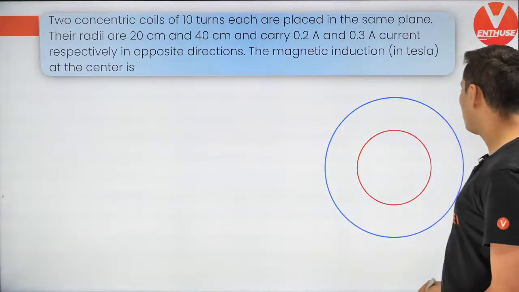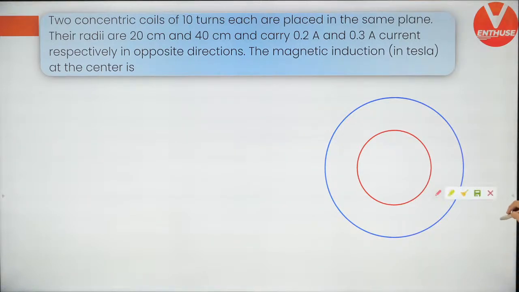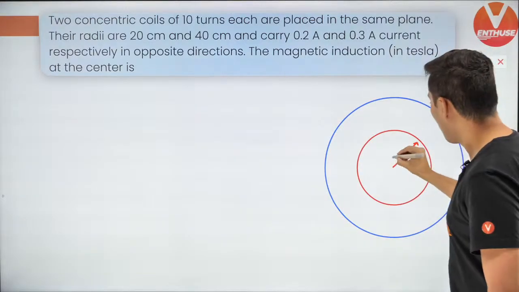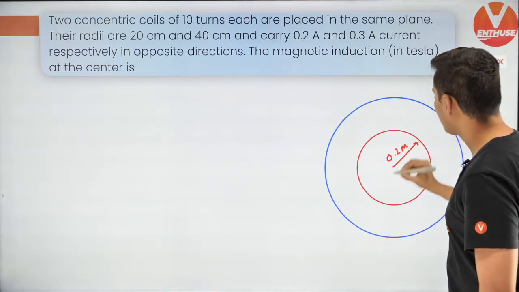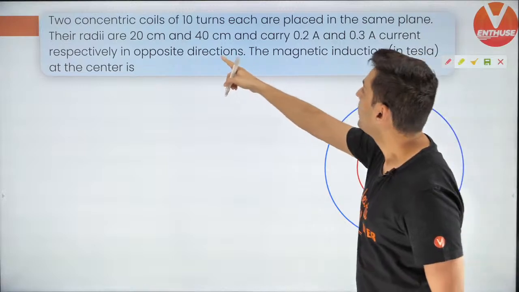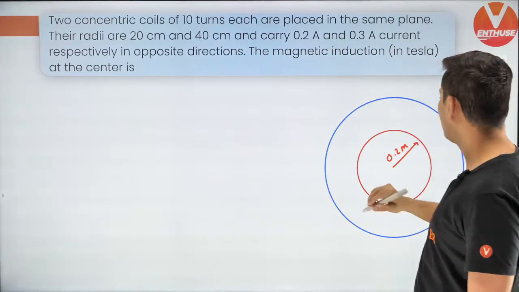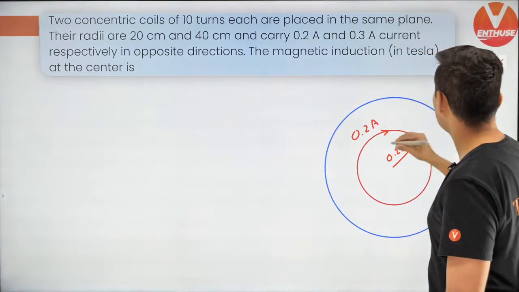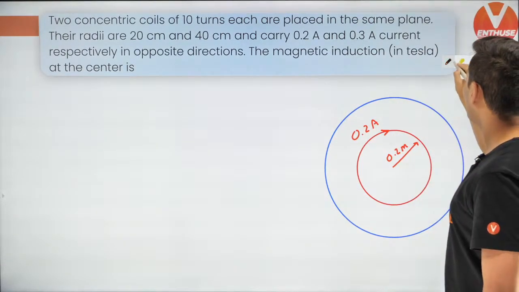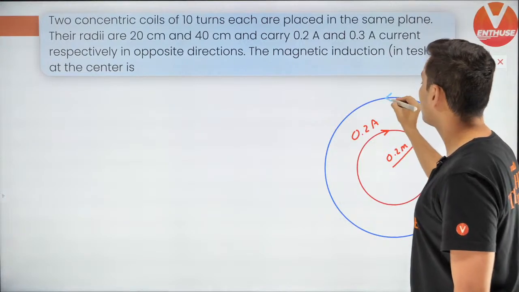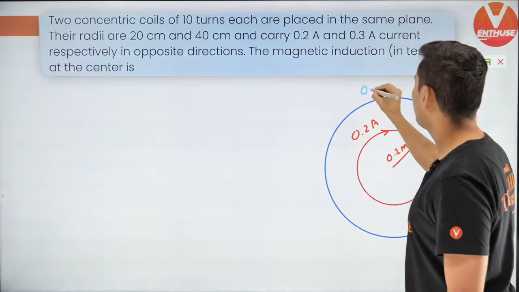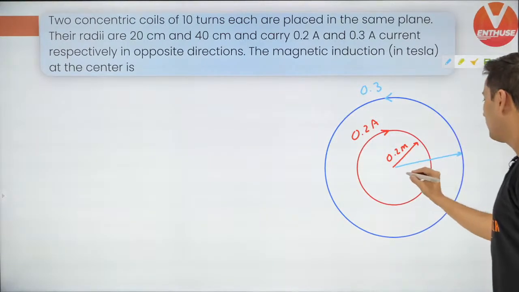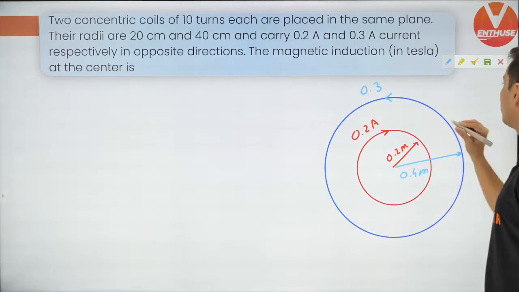First, let's think about both the wires. Something like this. What and all is given? The smaller radius is 0.2 meters, and the current in the 20 centimeter coil is 0.2 amperes. The other wire has a current of 0.3 amperes, and its radius is 40 centimeters, which is 0.4 meters.